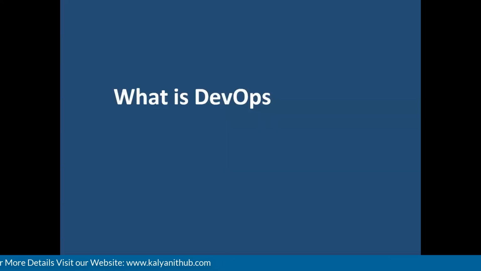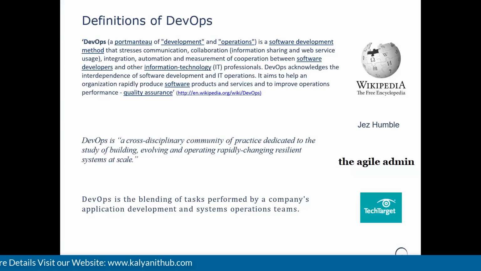So generally, what is DevOps? If you go to Wikipedia, we can see that DevOps is development plus operations, and we work on software development methods. We work on software development to maintain communication and the collaboration process. What is communication? If you get some requirement according to your project or company, we communicate with the other teams also. That is the collaboration process.